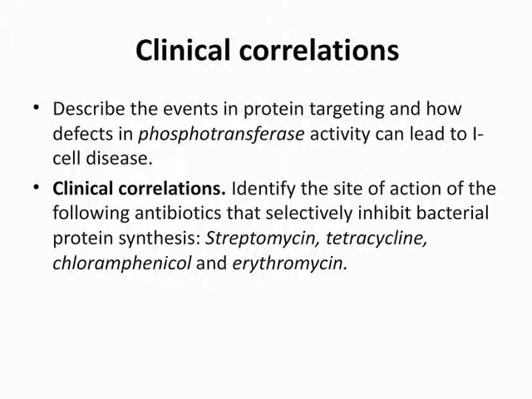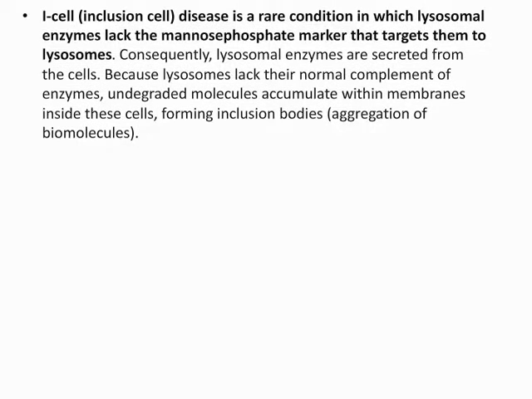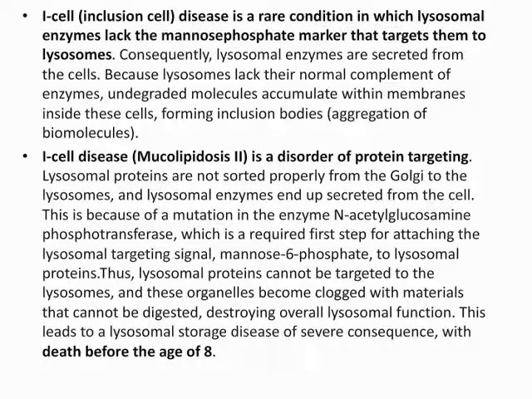So these are your last 2 learning objectives. First one is describing the events in protein targeting and how defects in phosphotransferase activity can lead to I-cell disease. So this is still part of your learning objective, understanding I-cell disease. It goes by a couple names: I-cell disease, inclusion cell disease, mucolipidosis 2. So you should know all those names.